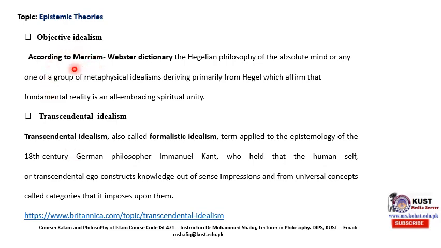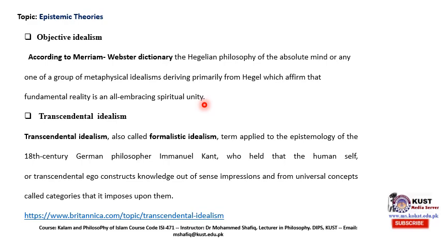Next to it, we have objective idealism. According to the Merriam-Webster dictionary, it is the Hegelian philosophy of the absolute mind, or any one of the group of metaphysical idealisms deriving primarily from Hegel, which affirms that fundamental reality is an all-embracing spiritual unity. Students, it is really difficult philosophy, and honestly speaking, it's not included in your course contents, but as a type, I tell you briefly that absolute idealism refers to the philosophy of Hegel, in which there is a concept of absolute mind. The absolute mind is knowing itself through those finite minds.